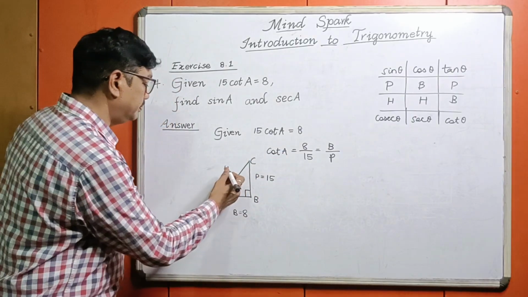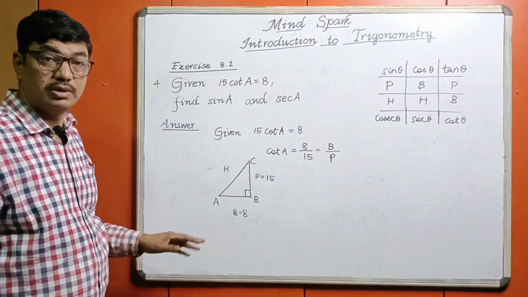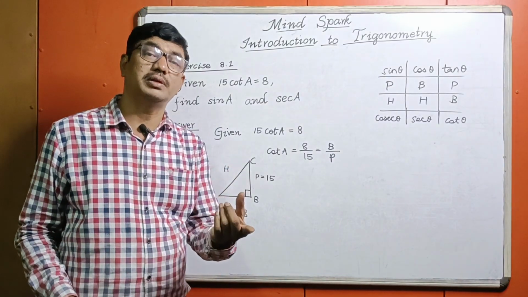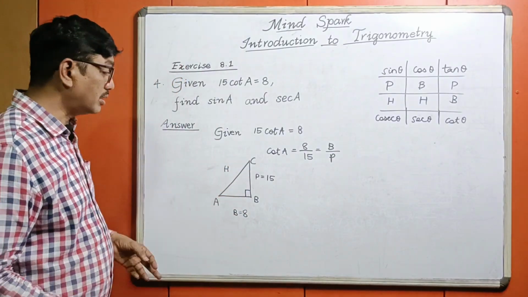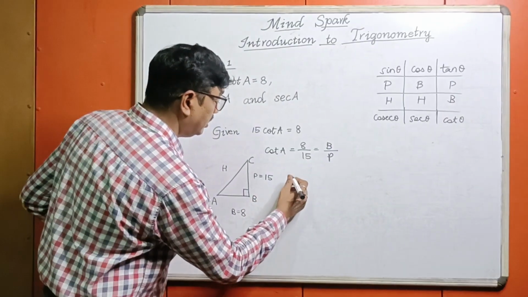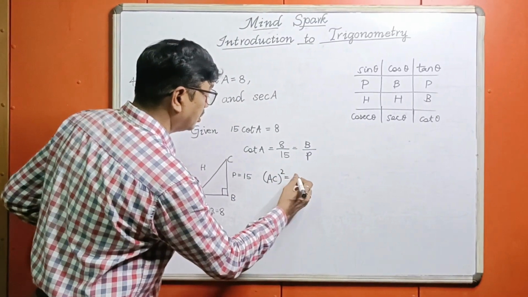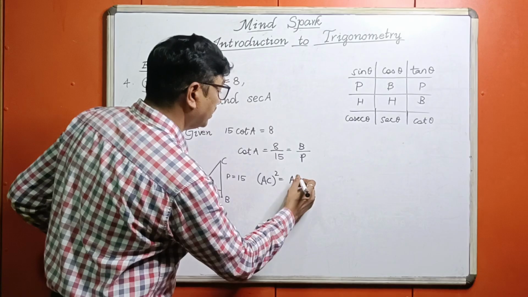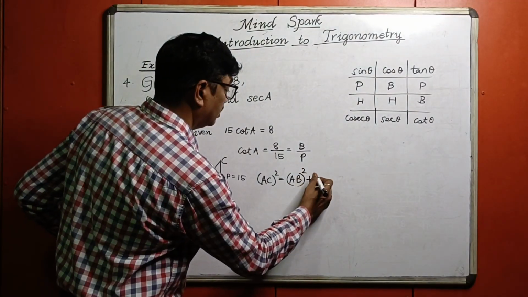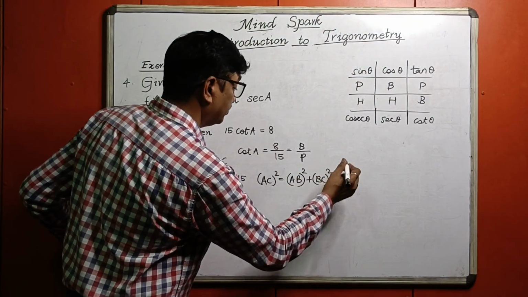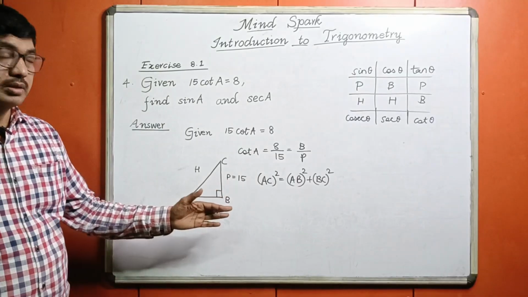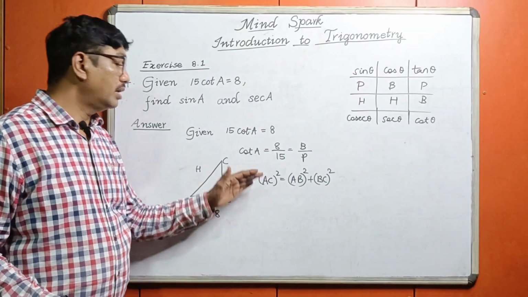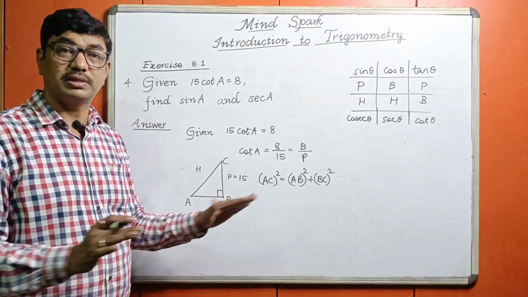Again here you don't know the hypotenuse, so you have to apply Pythagoras theorem. What is Pythagoras theorem? It states that the square of the hypotenuse is equal to the sum of the squares of the other two sides. Every time you should remember Pythagoras theorem, and write all the steps, never miss any steps.